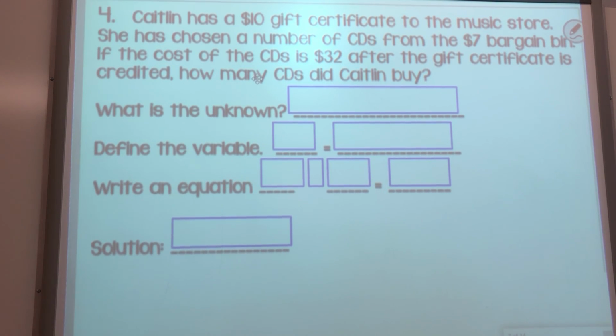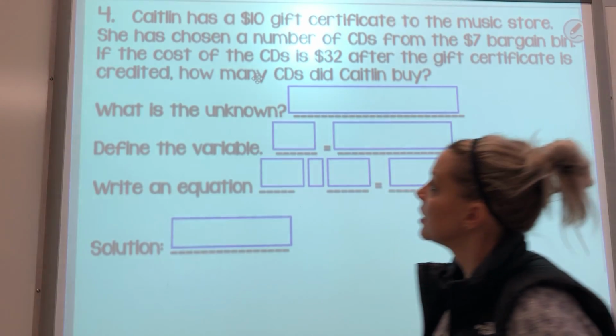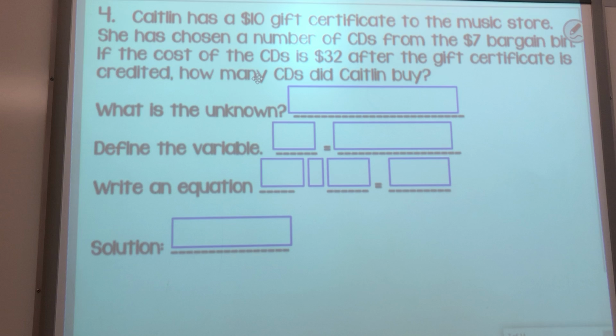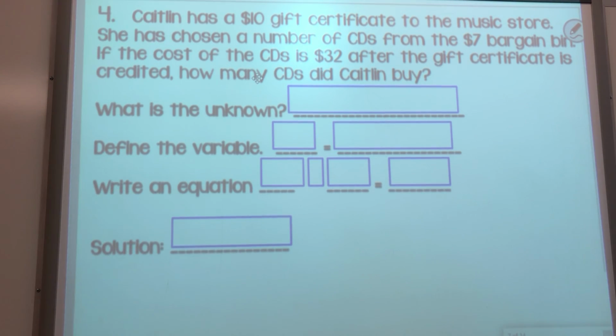Okay guys, so yesterday I asked you to look at this problem and finish it for homework. So we need to make sure that we find the unknown, define the variable, and then write an equation as well as the solution. So Caitlin has a $10 gift certificate to the music store. She has chosen a number of CDs from the $7 bargain bin. If the cost of the CDs is $32 after the gift certificate is credited, how many CDs can Caitlin buy?